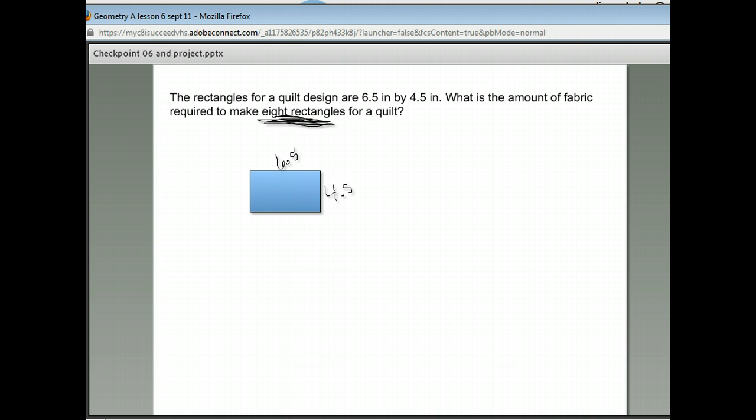Okay, so they want to know how much it's going to take for 8 of them. How might we solve this problem? We have a 6.5 by 4.5 rectangle, and we need to know how much material it's going to take for 8 of those so that we can make a quilt.